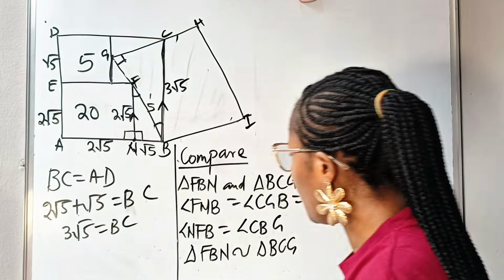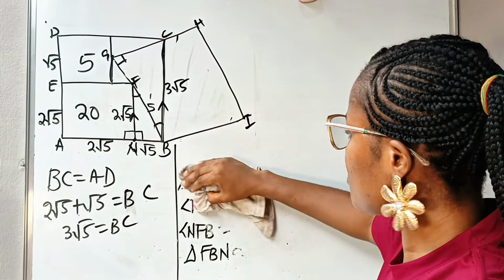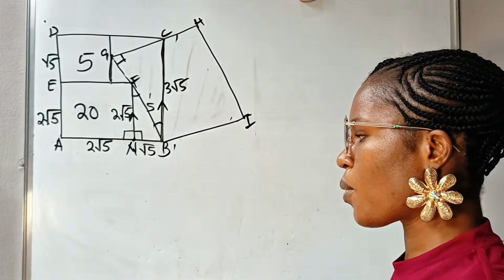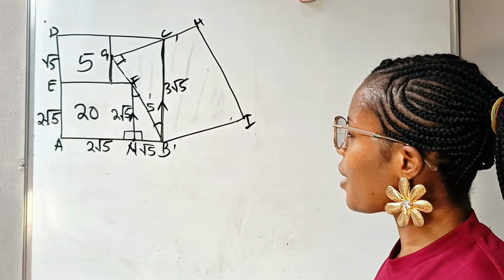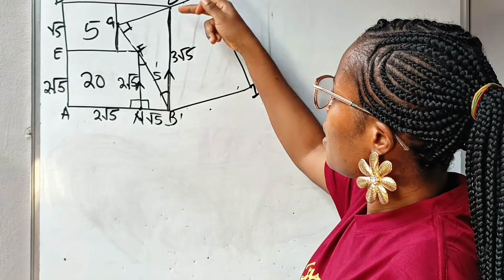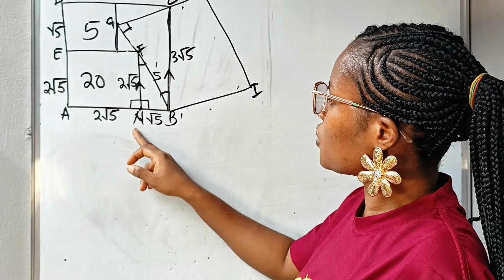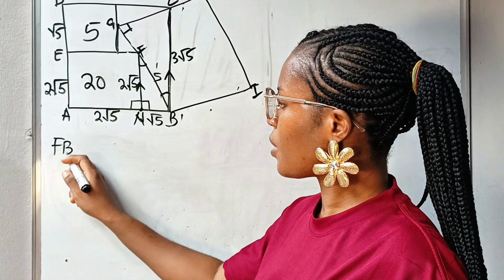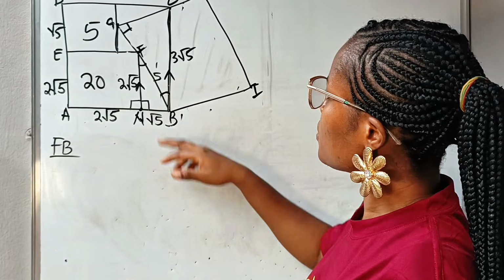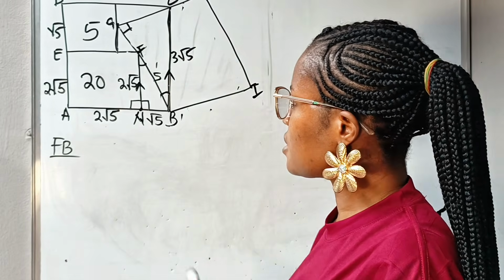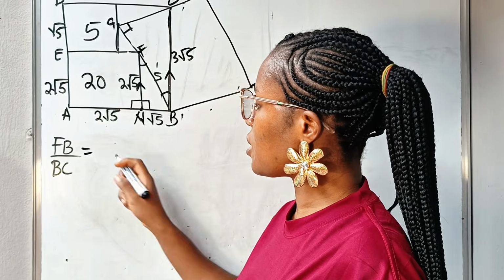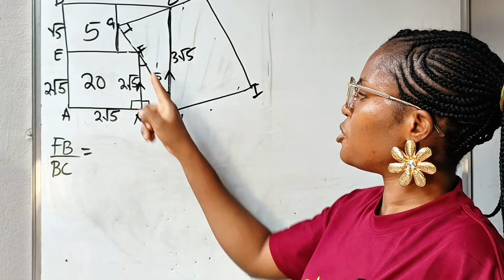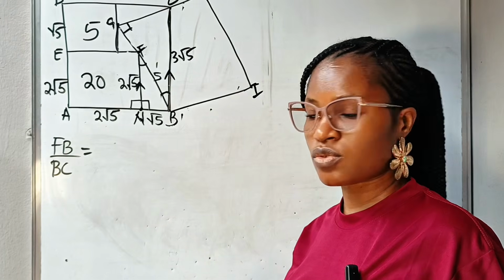All right. So if both of them are similar, it simply means that the ratio of their corresponding sides are equal. So if we take their hypotenuse, the hypotenuse of triangle NBF is FB. So we can say FB divided by the hypotenuse of CGB, which is BC, is equal to... now since we are looking for one side of this, BG is very important to us.